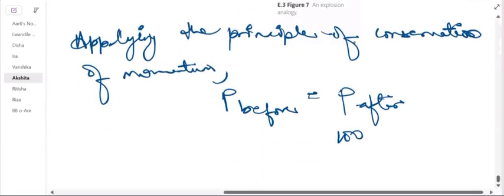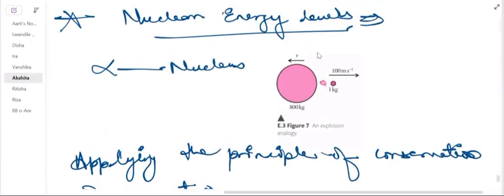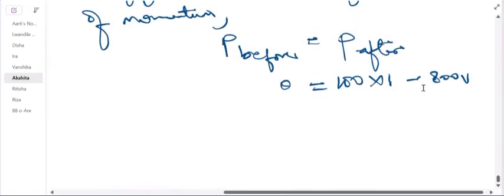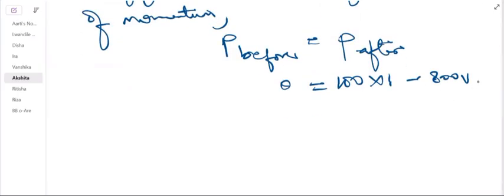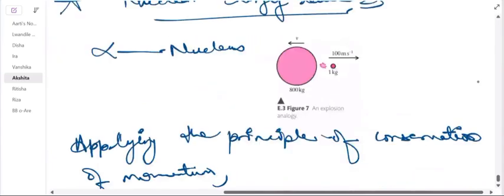Then 1 multiplied by 100 minus 800 is moving with the second one. 800 is moving with speed V. 1 kg is moving with 100 speed. Any doubts? I had put a minus because they both are going in the opposite direction.